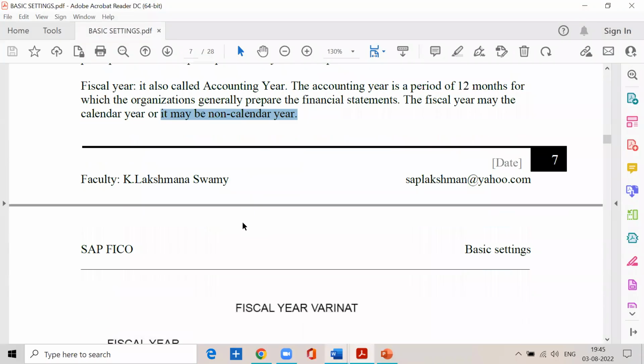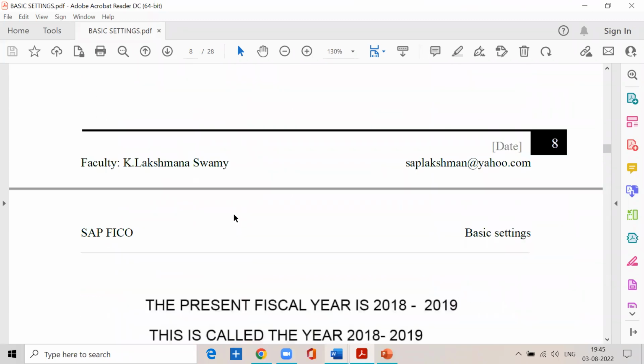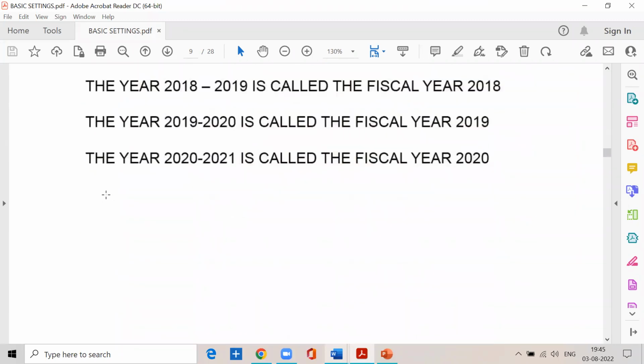Do one thing. Here some space is there, no? In the page. Please write down there.